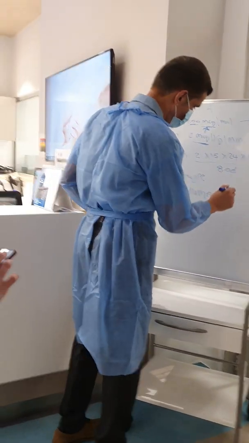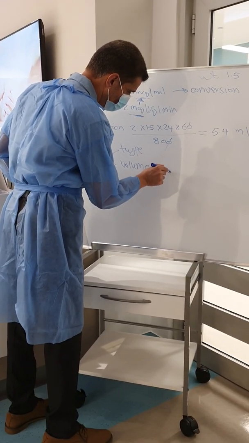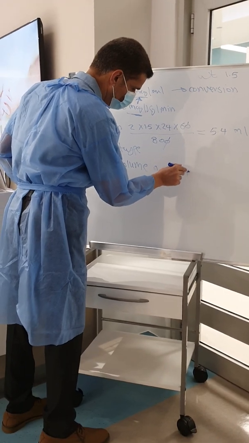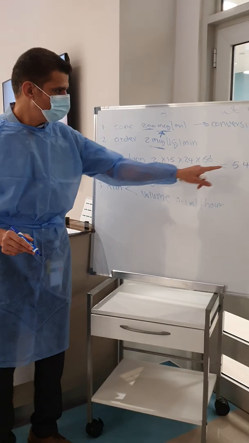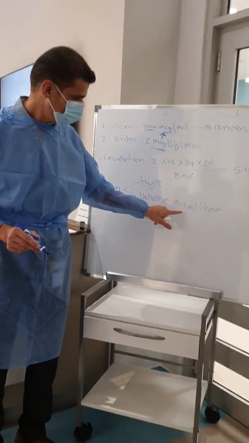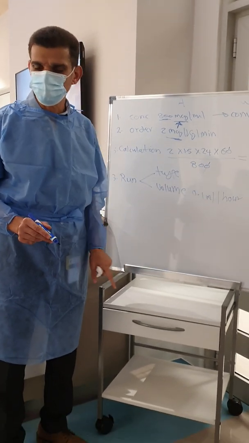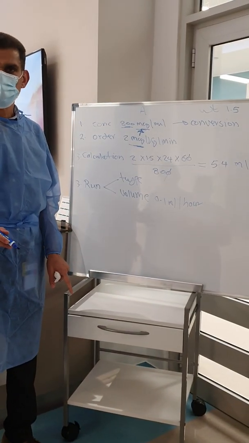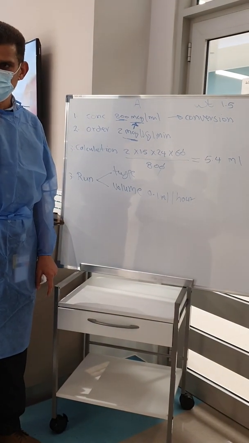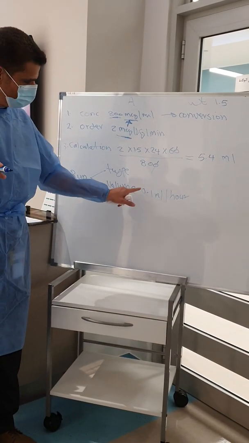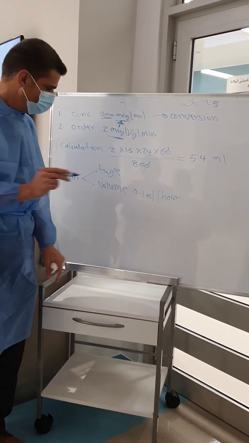So let's say we choose a volume of 0.1 ml per hour. How much do we get? 0.1 times 24 is 2.4, which will be less than 5.4. So this is impossible. Everybody's texting, so concentrate with me. So less. Let's go 0.2.